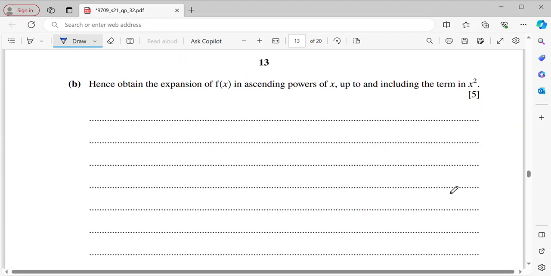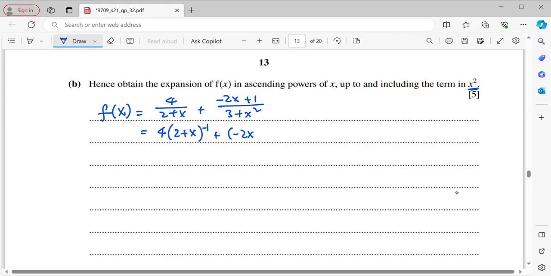Okay, next, hence obtain the expansion of f(x) in ascending powers of x up to and including the term in x squared. So now my f(x) is 4 over 2 plus x plus (-2x plus 1) over (3 plus x squared). So this is going to be 4 bracket (2 plus x) to the power of -1 plus (-2x plus 1) times (3 plus x squared) to the power of -1.